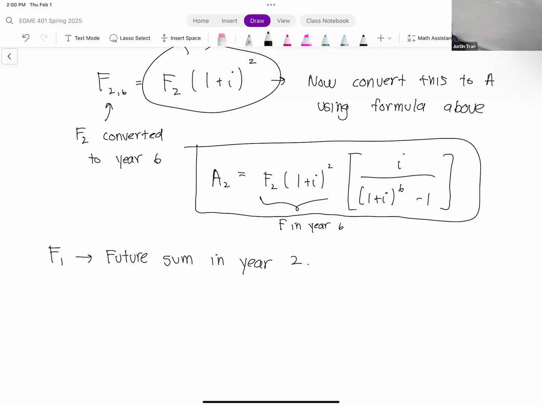And of course, the only difference here is that for the first conversion, since we're going from year 2 to year 6, you'd have that first conversion raised to the fourth power, because that's 4 years into the future. So that's perfectly valid. You'll get the right answer, no problem. I'm going to show you a different path. So let's convert F1 into a present sum. And then that present sum, we can then convert to a uniform series across 6 years through a P to A conversion.